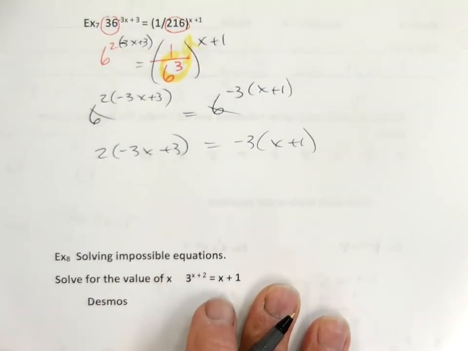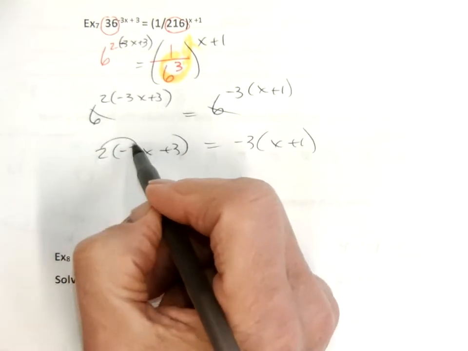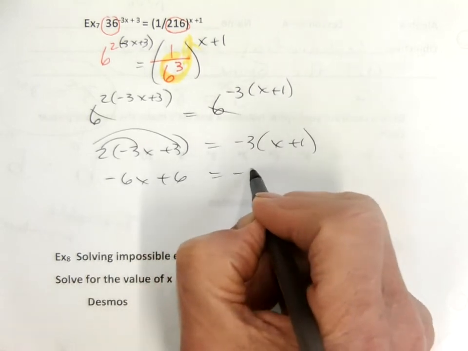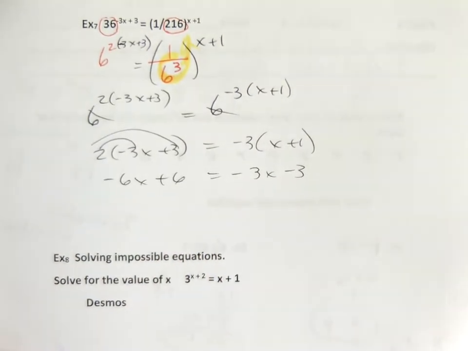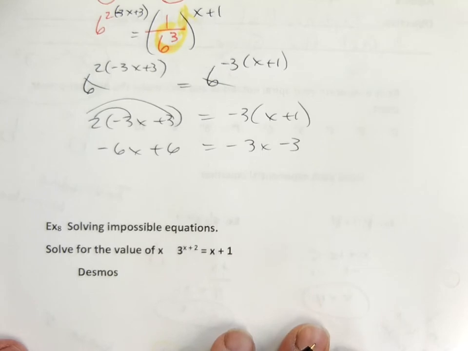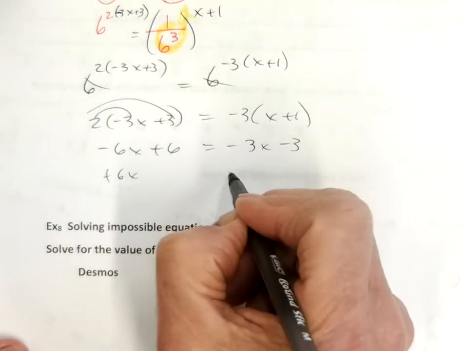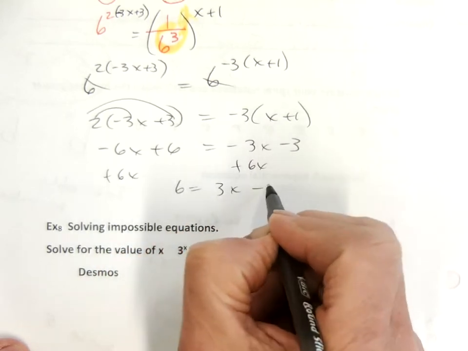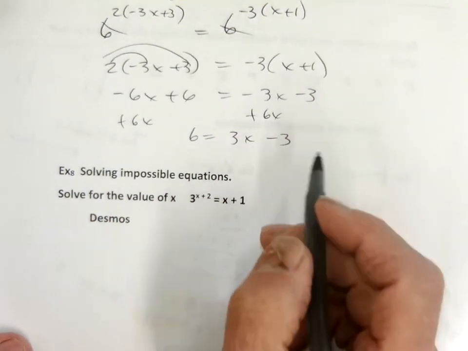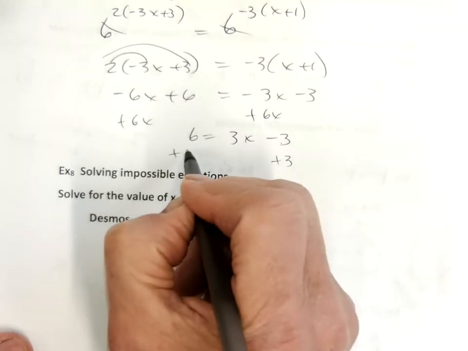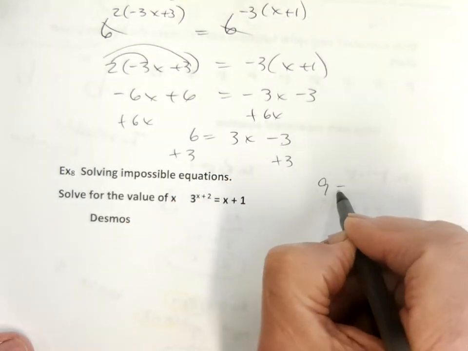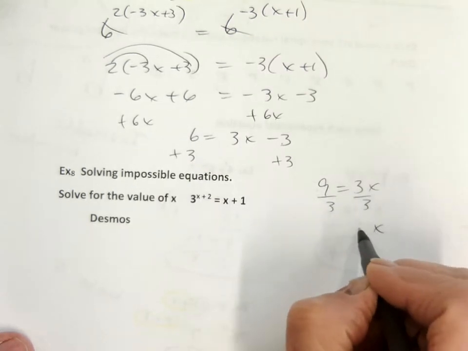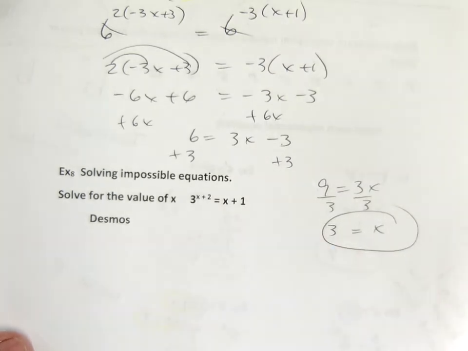Wasn't that nice? This is a hard one. I can do it though. That times that, negative 6x plus 6 equals negative 3x minus 3. Plus 6x, plus 6x. 6 equals 3x minus 3. Plus 3, plus 3. I've got 9 equals 3x. Divide by 3, x equals 3. Hey, that was a good equation.